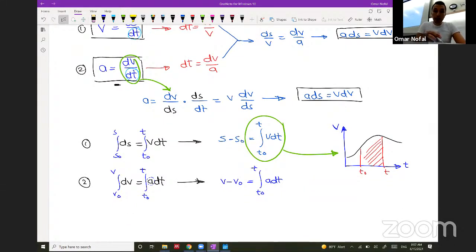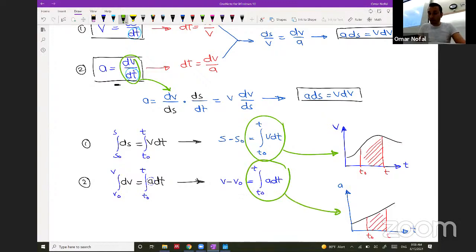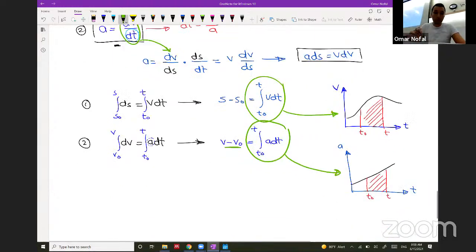And similarly, you will have here, if you have the t on the x-axis and the acceleration on the y-axis, and you have the relationship between the acceleration and time, if you get the area under this curve from t node up to t, it should give you this area. So it should be like v minus v node will be equal to this area.